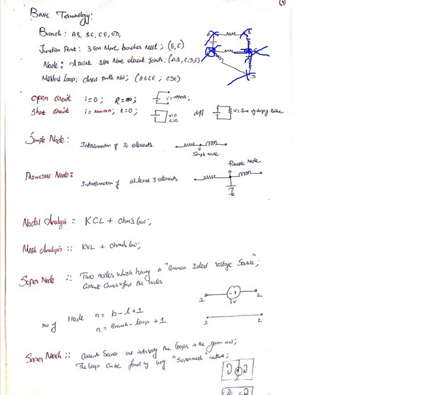A point where three and above elements are connected is called a junction point, or another name, a principal node. So you can call it a junction point or a principal node. What is a principal node?